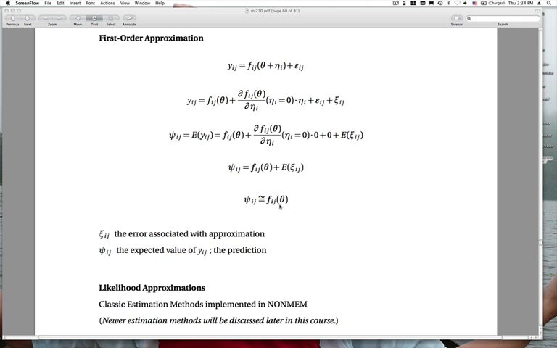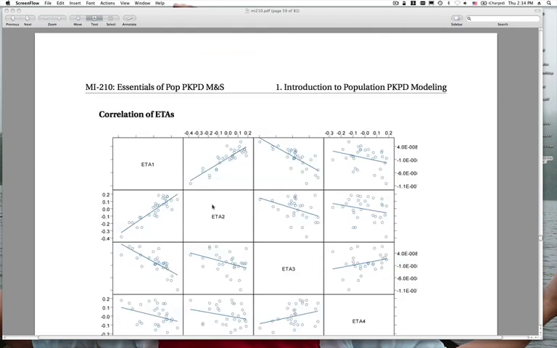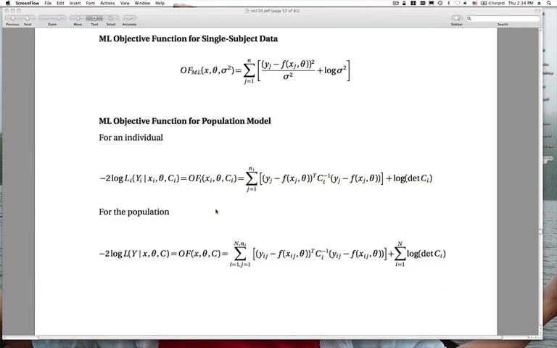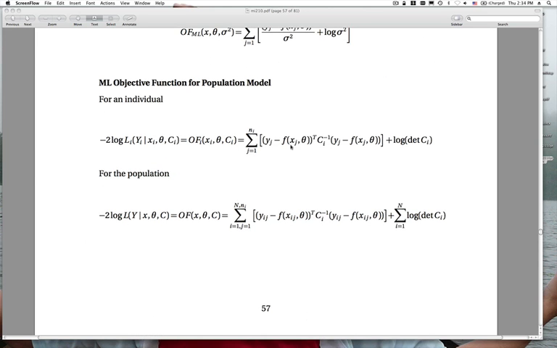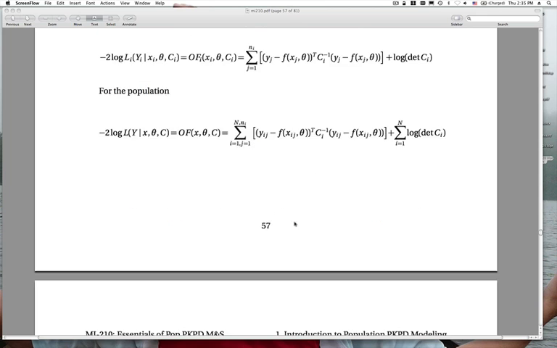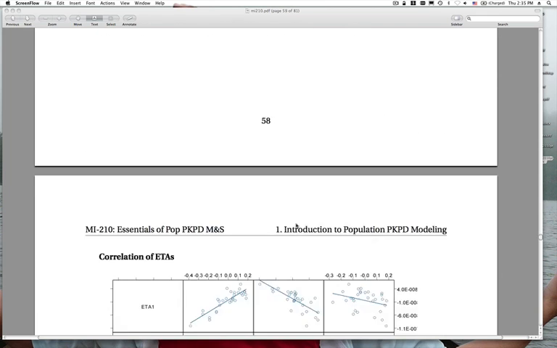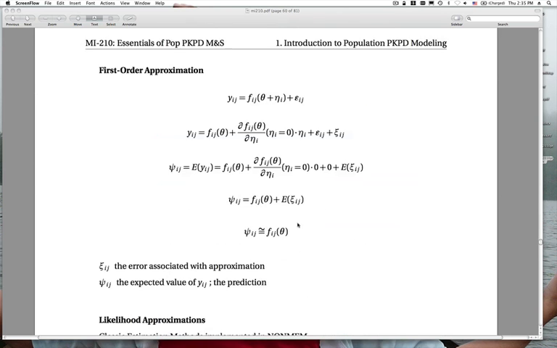So when we go back and look at that objective function, this term here, f of x_ij, theta, is purely based on the population mean parameters for the FO method. Okay, we'll talk about some alternative approximations that might be a little more rigorous than the FO. But this is the classic method.